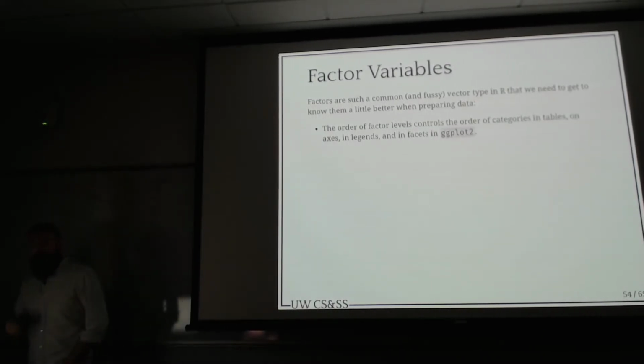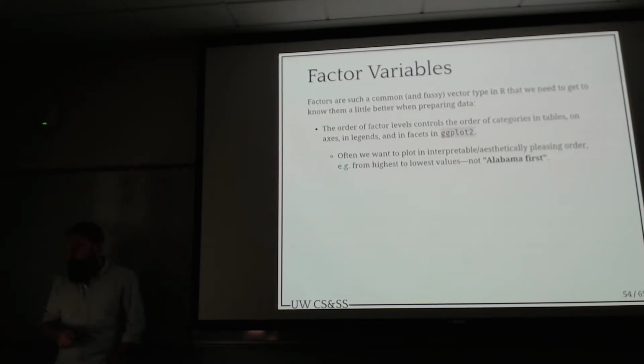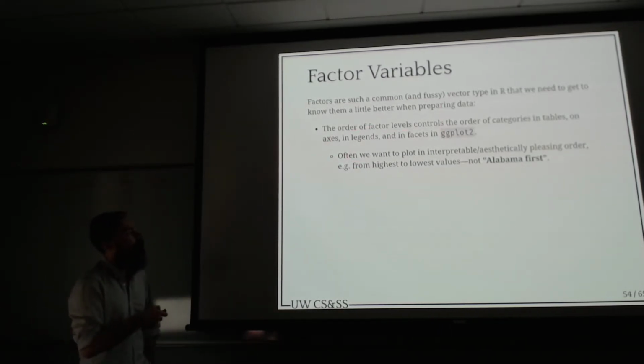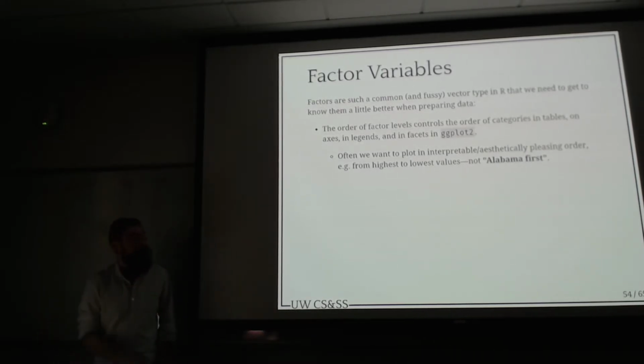Okay. So the order of factor levels controls the order of categories in things like tables, the axes on plots, the order of things in their legends, and the order of facets in ggplot. That's all based on the factor levels, something that is often kind of hidden if you don't know much about factors. Often, we want to make our plots come in some interpretable or aesthetically pleasing order. For instance, we want to order them by the highest to lowest values rather than just every plot of the states beginning with Alabama or something like that.